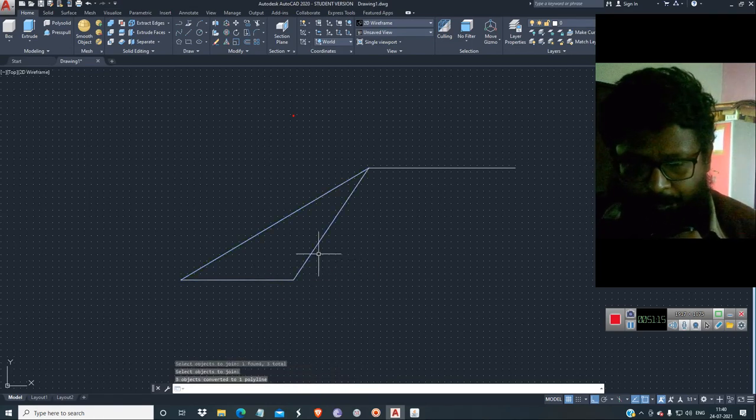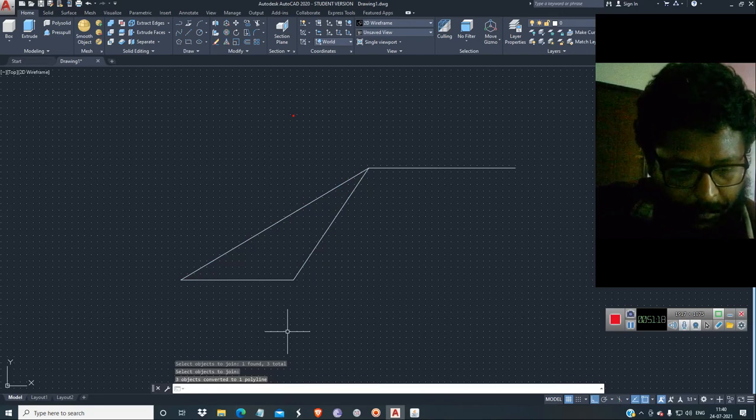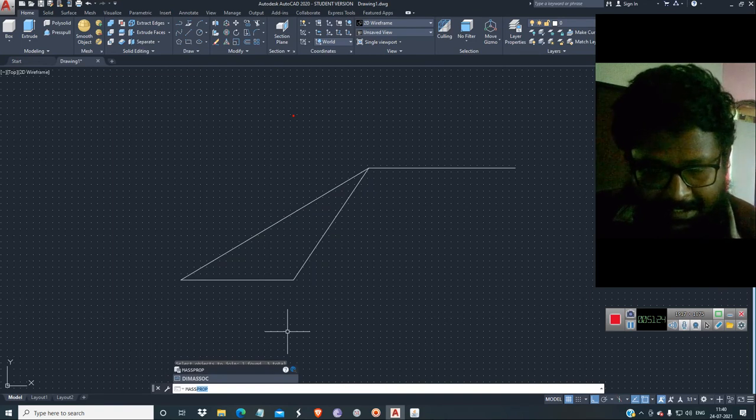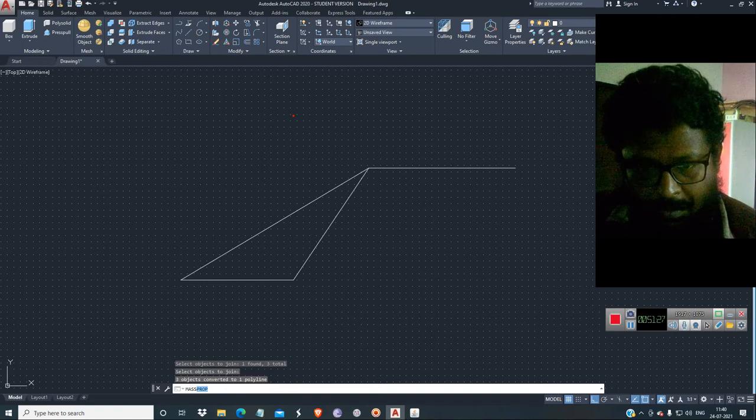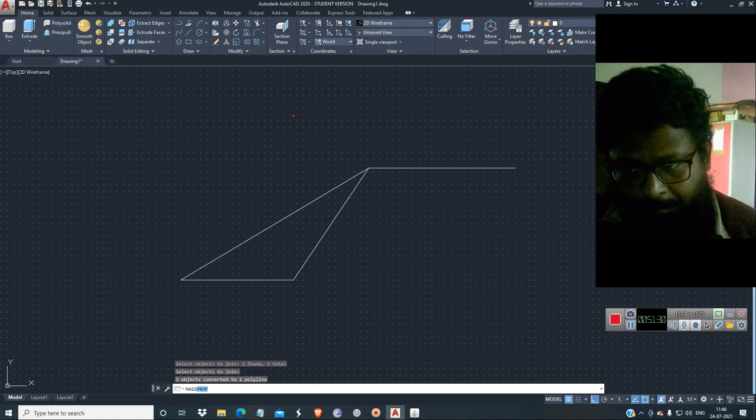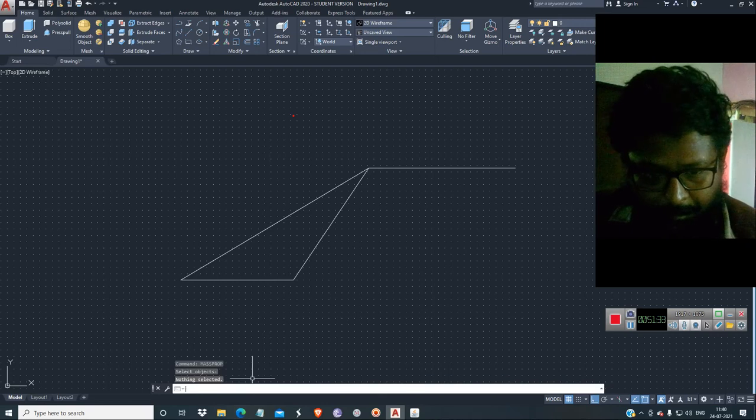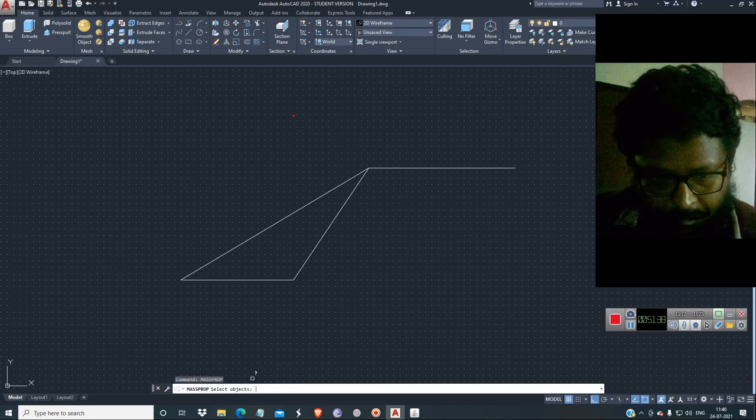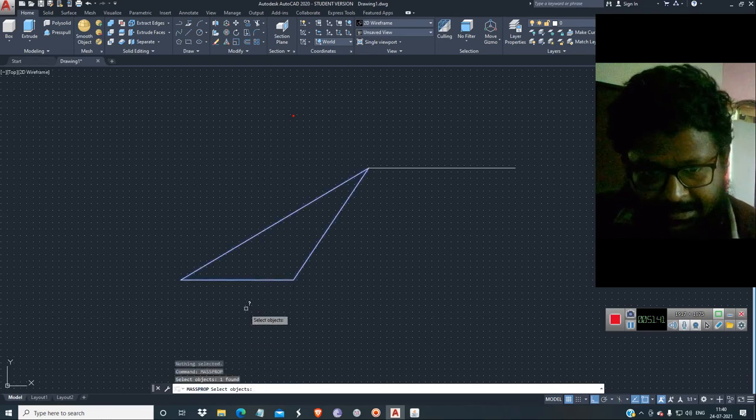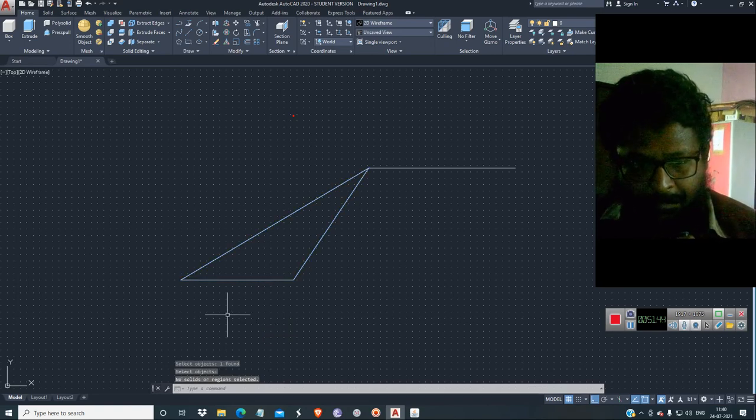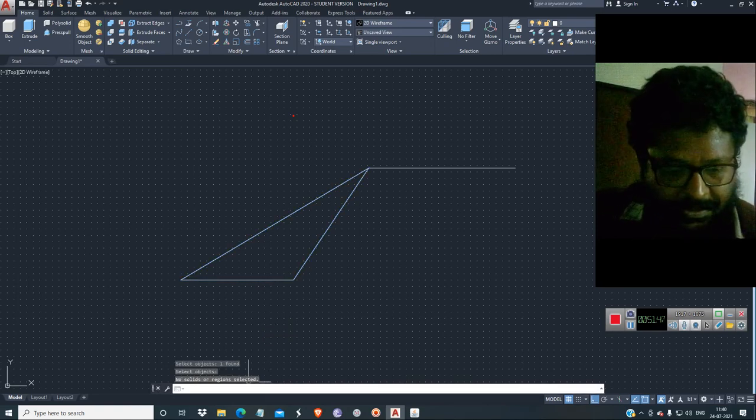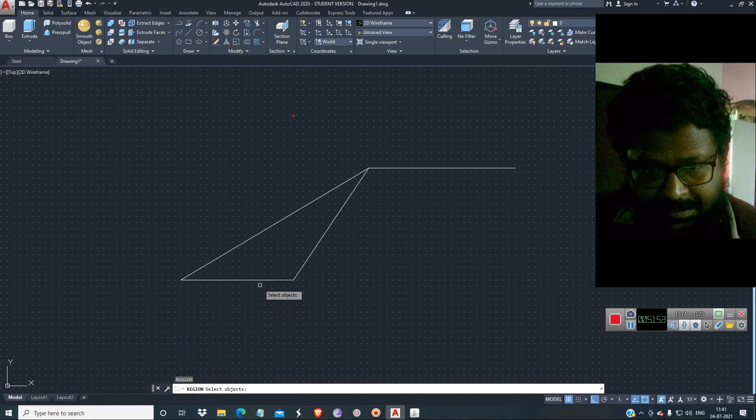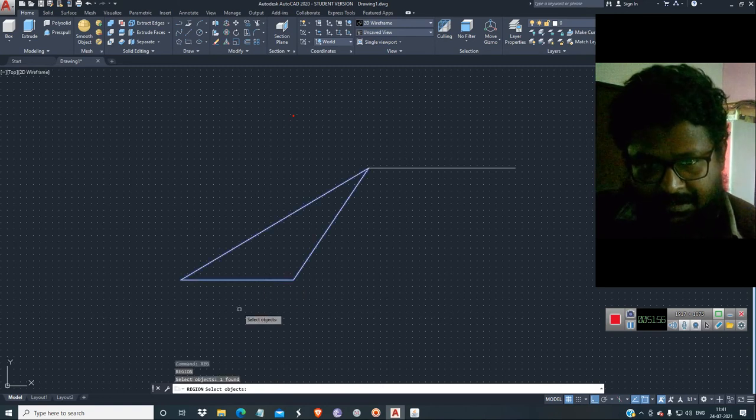Right, now let me find the area. For example, mass prop. This is the command to find the area, center of gravity, and everything. Mass prop, and hit enter. It is telling me that it is not a region. So you paste this and convert it into a region.